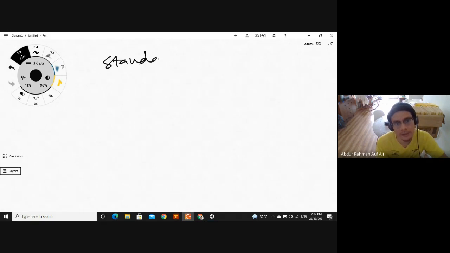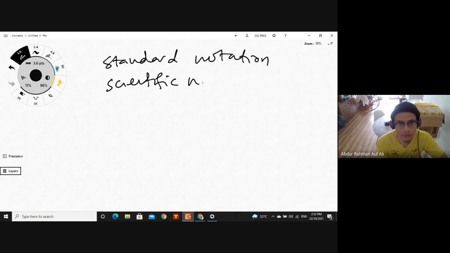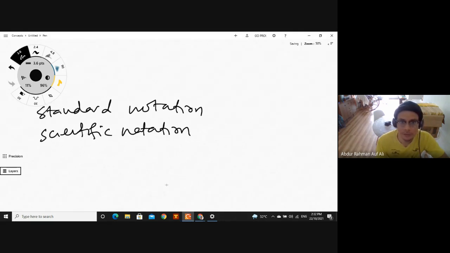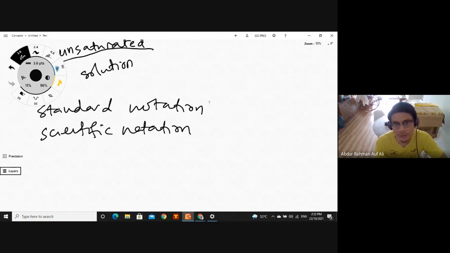So standard notation dan juga scientific notation. So what are these two terms? What do they mean? Standard notation here means the way we express numbers. Okay, so notation in this case, how do we express numbers? Kita ada dua cara untuk express numbers here, standard and scientific.